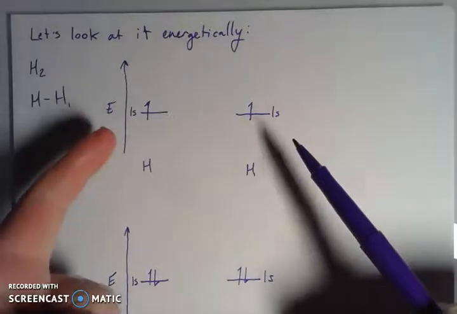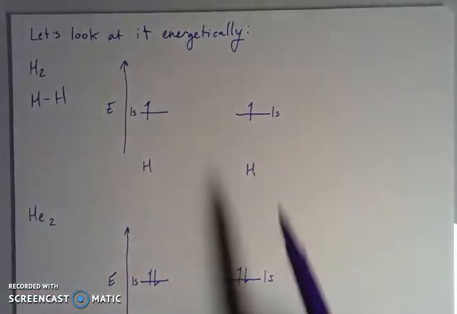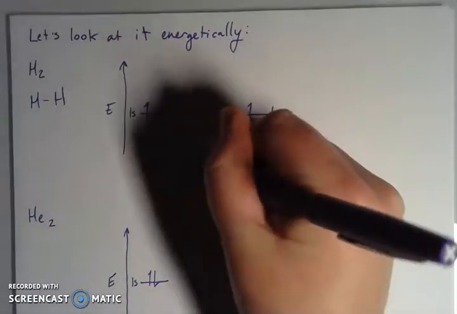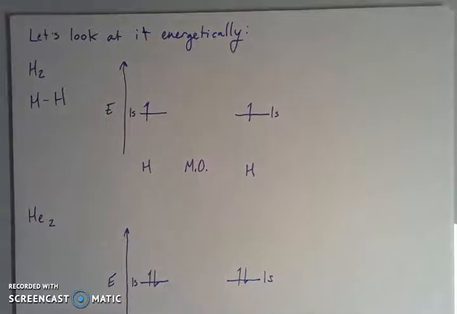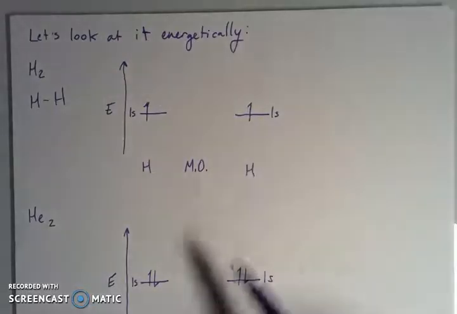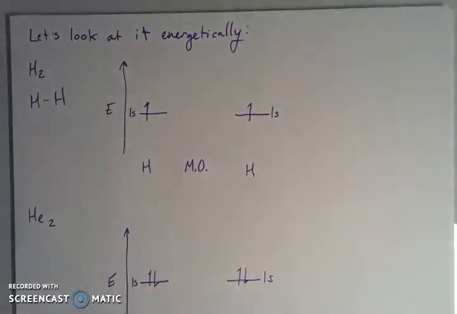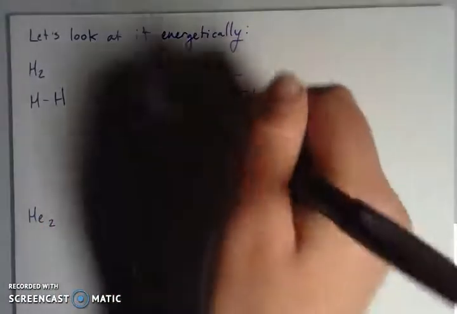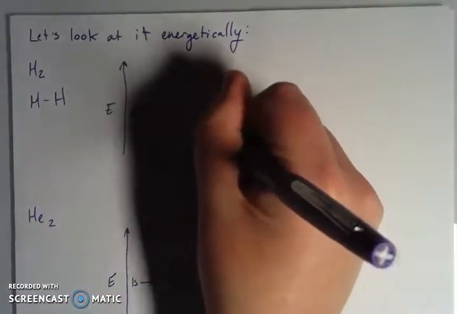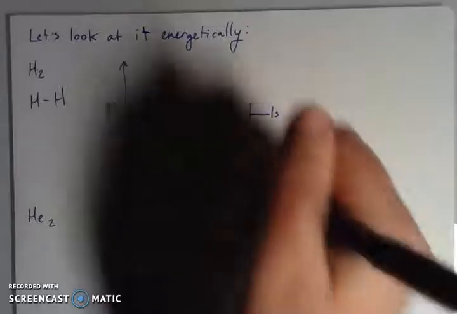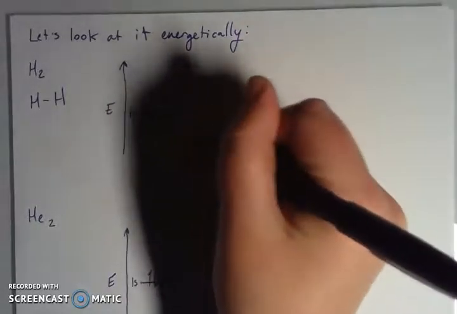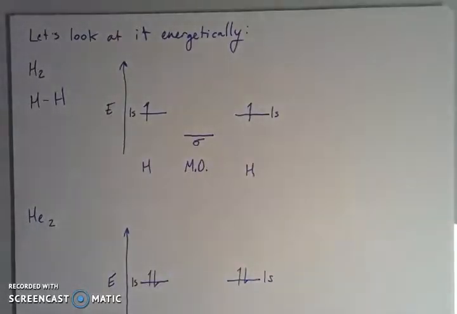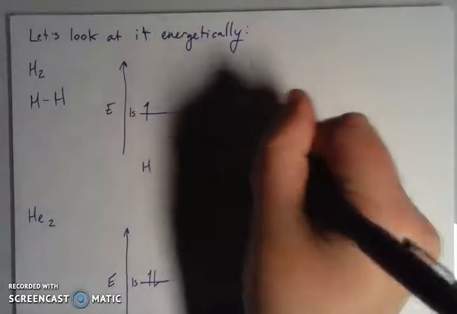When I take these 2 1s orbitals and I overlap them, then in the middle here I'm going to put my MOs. So my MOs are going to be the options that happen when I put these two things together. What happens when I interfere constructively? Well, I end up with an energy that's lower. It's a sigma bond because we're in line with the bond axis. So this is what is called my bonding orbital.